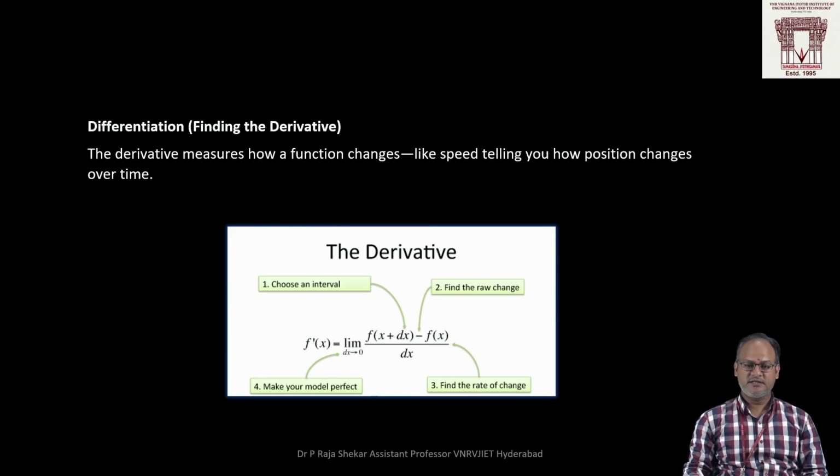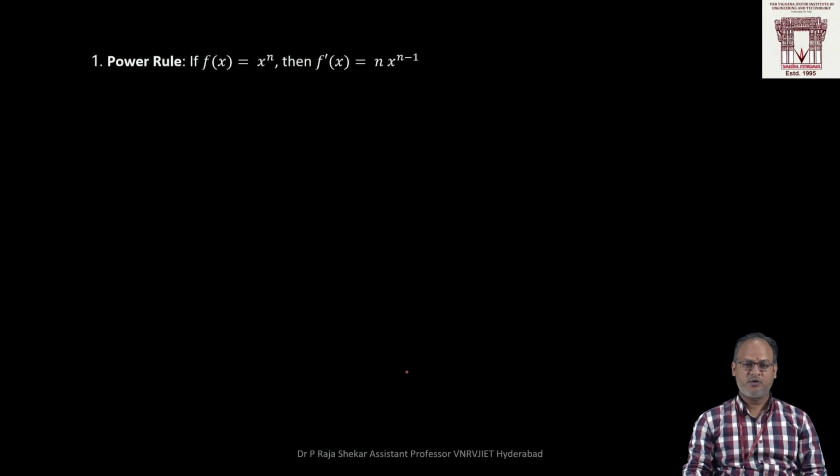You have already seen the differentiation formula: the derivative of f of x, or f dash of x, is equal to limit delta x tends to 0 of f of x plus delta x minus f of x, divided by delta x. So it is the rate of change of f with respect to x. Now let us understand basic formulae which are useful in differentiation.